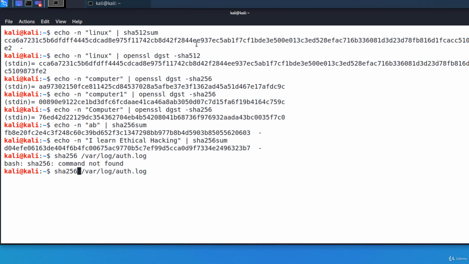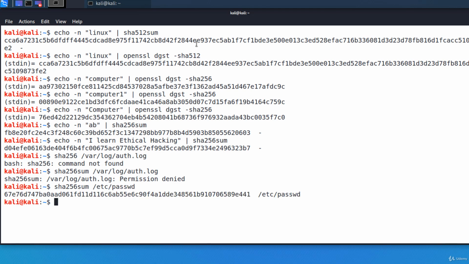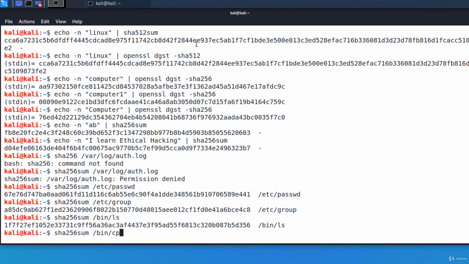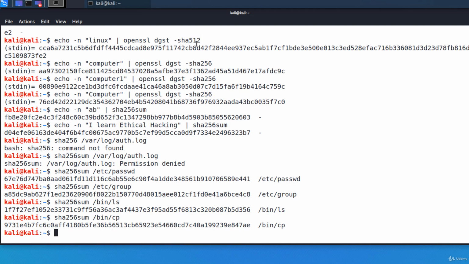Sorry, the command is SHA-256 sum. Okay, permission denied. Okay, let's choose another file: /etc/passwd, or /etc/group, or /bin/ls, and so on. We see the hash is the same length. If I had a file of 1 gigabyte, its hash would be of the same length.